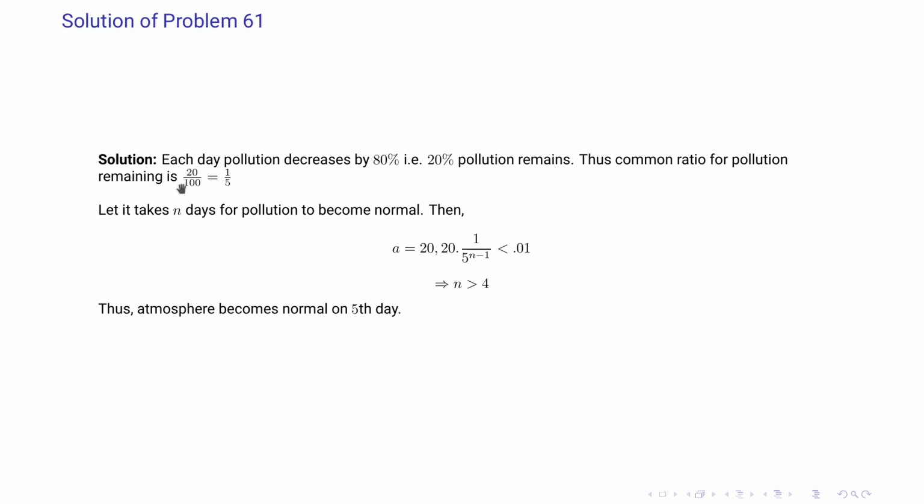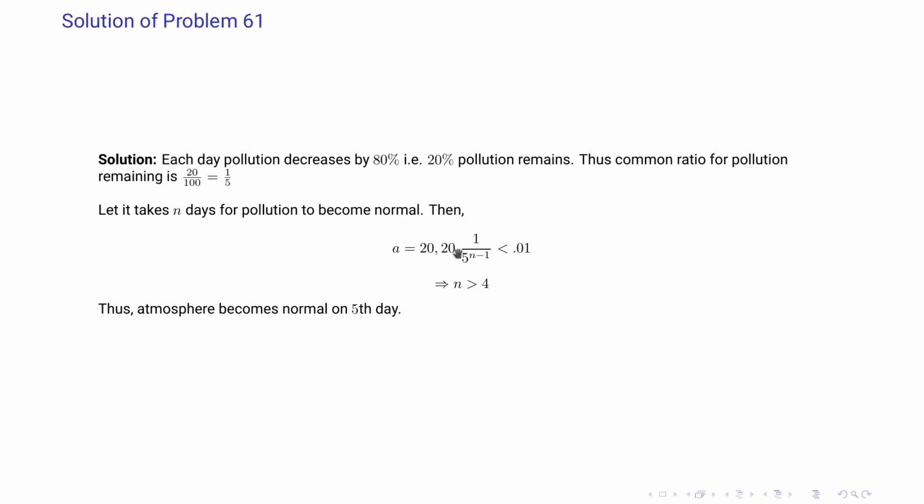So the common ratio would be 20 by 100, that is 1 by 5. So if pollution is say 1% on the first day, the second day it would be 1 by 5%, third day it would be 1 by 25%, and so on. But for us, the initial pollution level is 20%. So we say that it takes n days for the pollution to become normal.